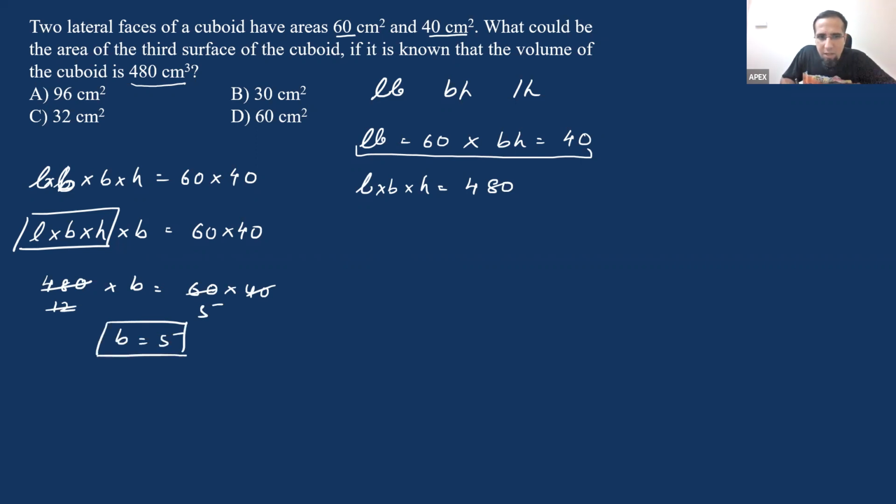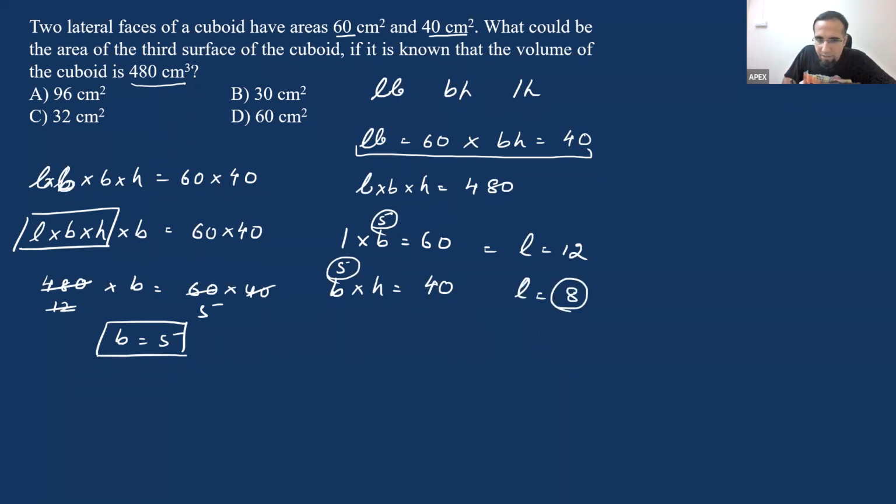Now, things become pretty easy. I have L into B is equal to 60. Out of which I know B is equal to 5. If B is equal to 5, from here I can consider that L is equal to 12. Similarly, B into H, I am taking it as 40. Again, B is equal to 5. So from here I can take the value of H is equal to 8. Now I want the area of the third lateral face, which is LH. So LH becomes L into H, which will be how much? 12 into 8, and therefore the answer is going to be 96.